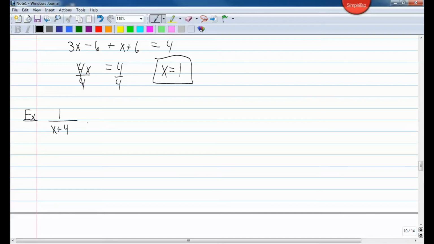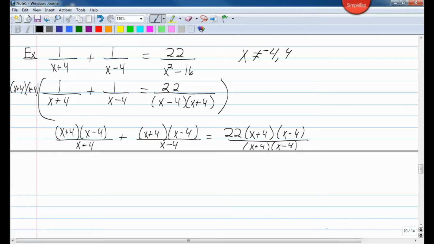1 over x plus 4 plus 1 over x minus 4 equals 22 over x squared minus 16. Alright, so I factored the denominator that would factor. Then I figured out the restrictions, the things that would make these denominators equal to 0. That's negative 4 and positive 4. Then I looked at all of the denominators so that I could get the least common denominator. And that's what I'm going to multiply times each term. So that's what I've done here. I multiplied it times each term.